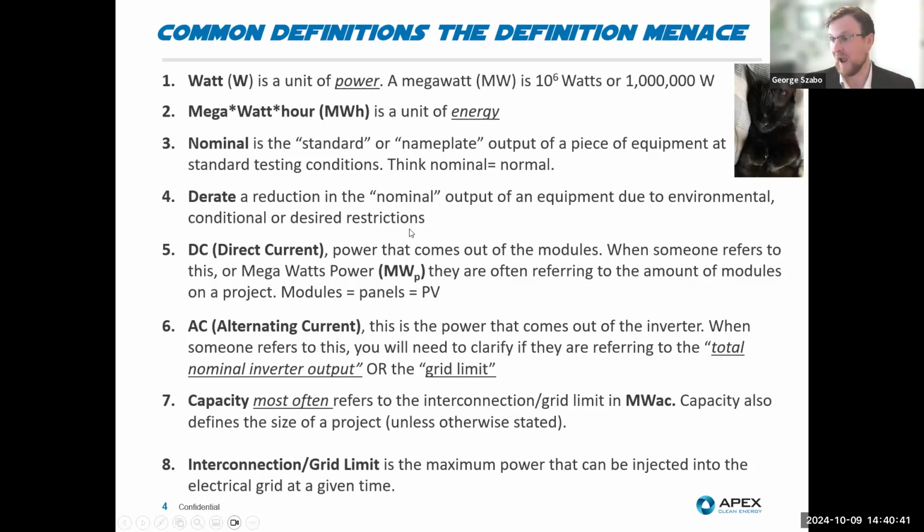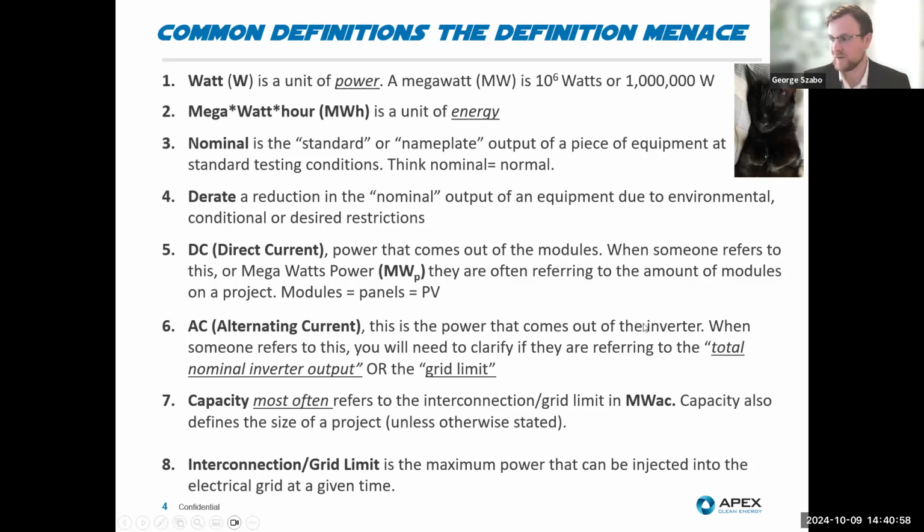DC is direct current power that comes out of the modules. When someone refers to this, or megawatts power, it's often seen in this format where you have the subscript of power. They're often referring to the amount of modules on a project. Modules are panels, are PV.